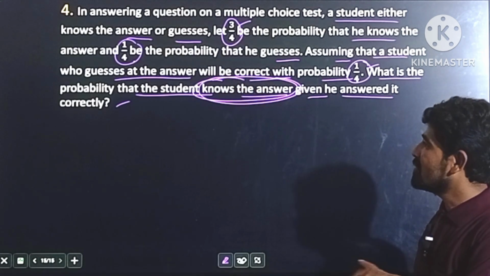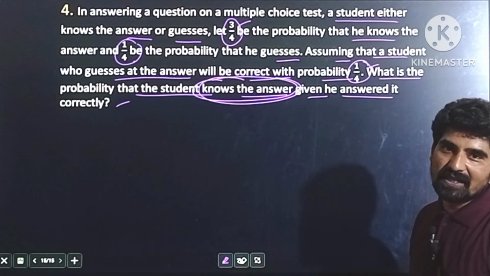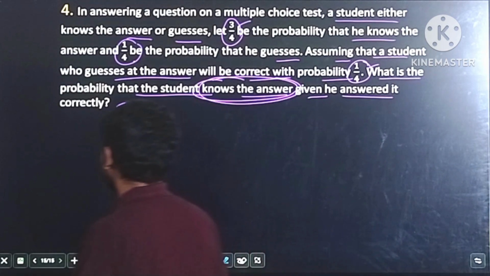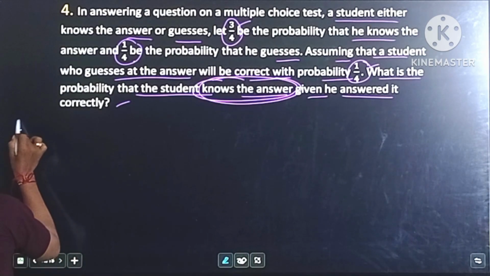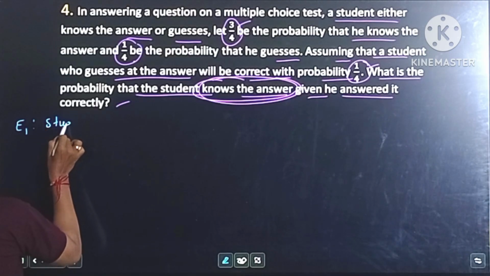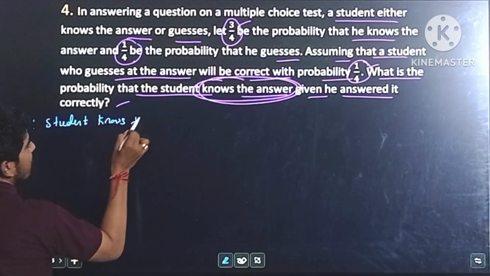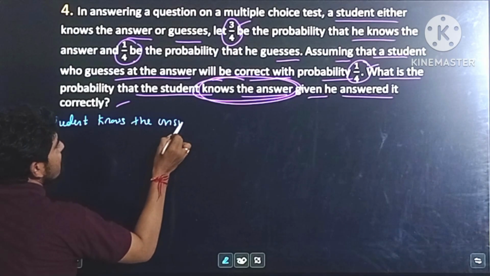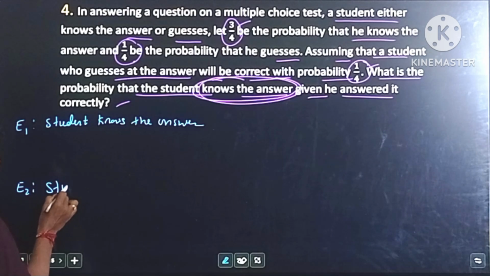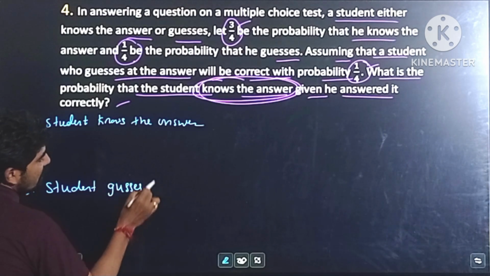So here in this question the student answers in two ways. The first one is by knowing and the second one is by guessing. Therefore in this question we have two mutually exclusive events. The first event E1 is the student knows the answer. And the second event E2 is the student guesses the answer.